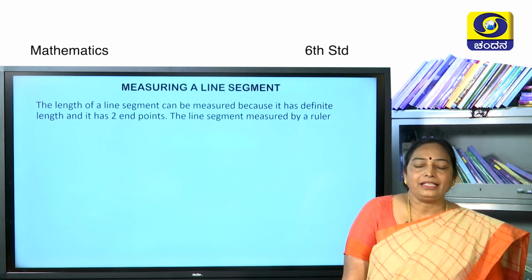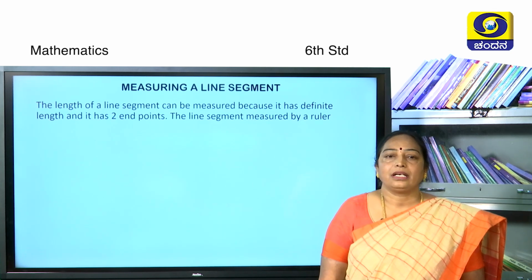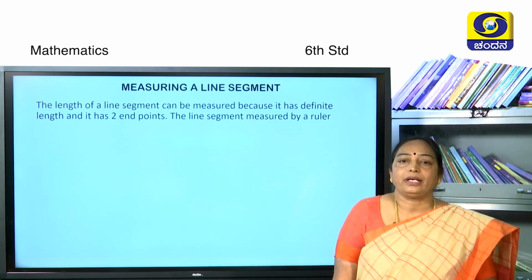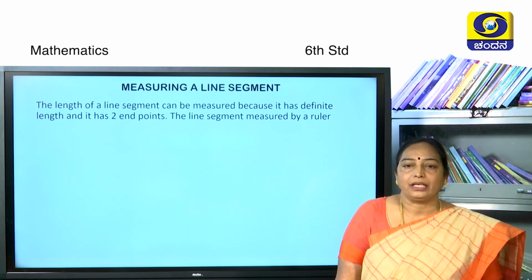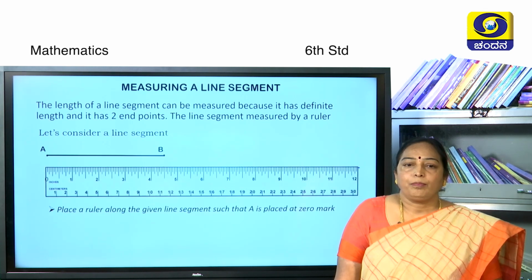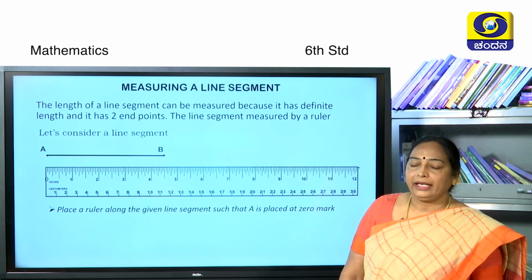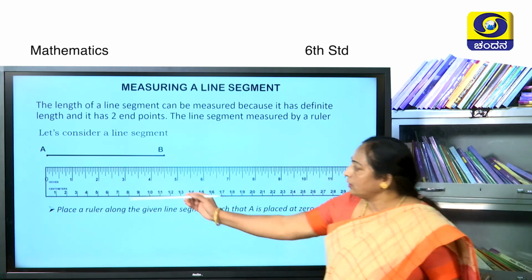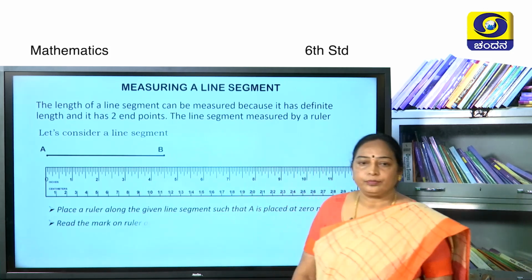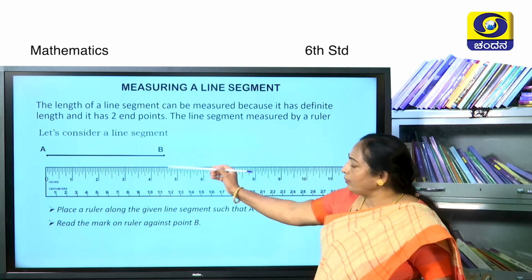Children, now we will find the length of the line segment. The length of a line segment can be measured because it has definite length and it has 2 end points. A line segment is measured by a ruler. Let us consider a line segment AB. Place a ruler along the given line segment such that A is placed at the 0 mark. Read the mark on the ruler against point B.